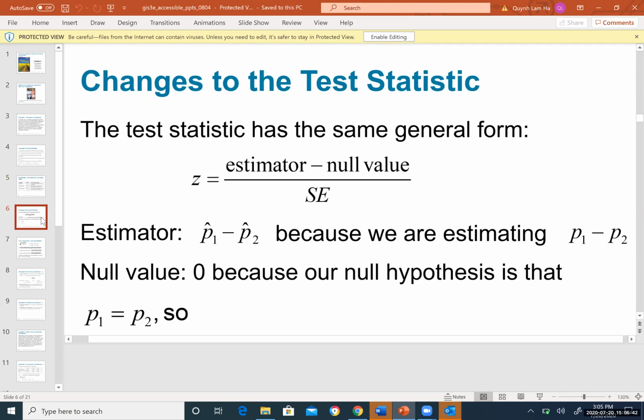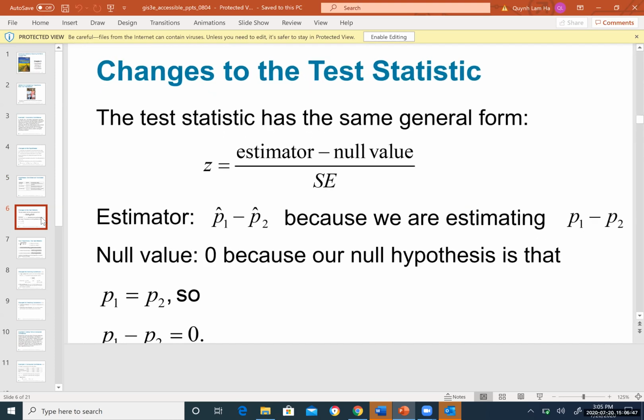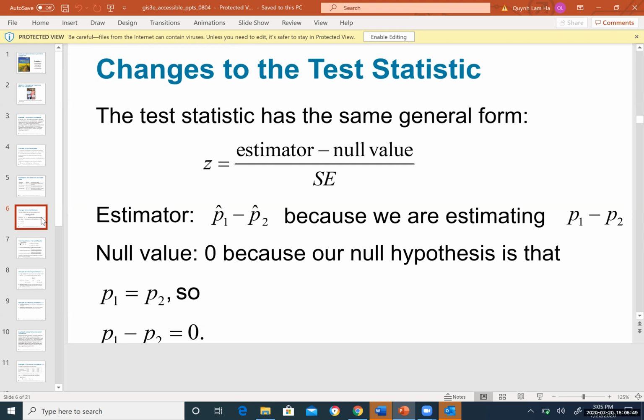Changes to the test statistics. So here is another, going into a bit more detail. The test statistic has the same general form. We are all looking for Z, the Z value as you are looking for in part 2, part 1, part 3. So Z, but we have to use a different formula for Z for each section. For this Z, because you are talking about 2 population proportions.